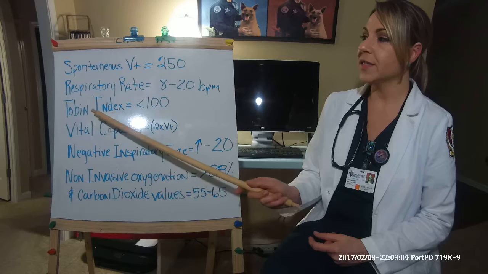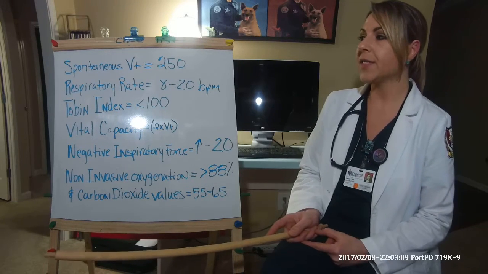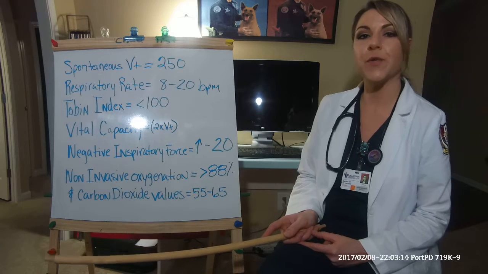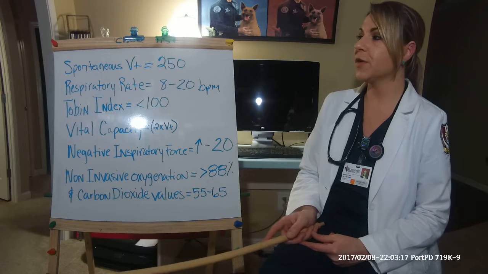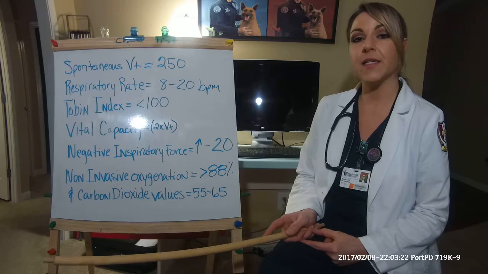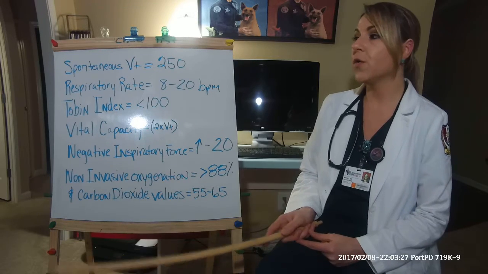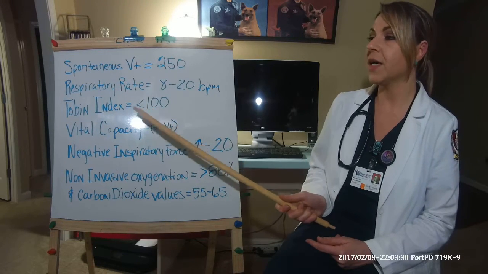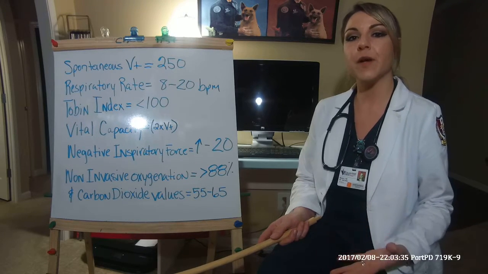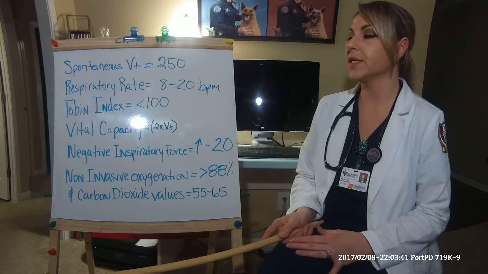The Tobin index, commonly referred to as the rapid shallow breathing index, is calculated by taking the tidal volume in liters and multiplying it by the respiratory rate. So if we have an 18 respiratory rate and a tidal volume of 250, we're going to multiply 18 times 0.25 liters and we'll get 72. So we want our Tobin index to be less than 100. Less than 100 means that you have a greater chance of coming off the vent and being able to breathe on your own. So 72 is completely acceptable.